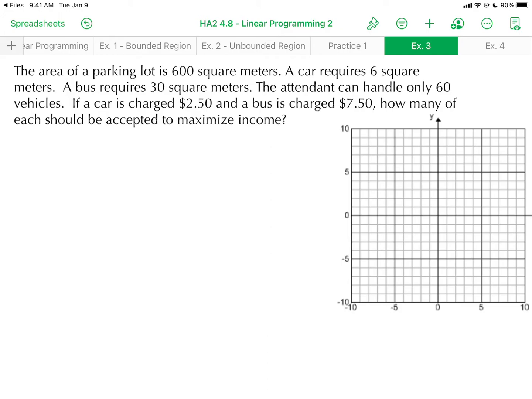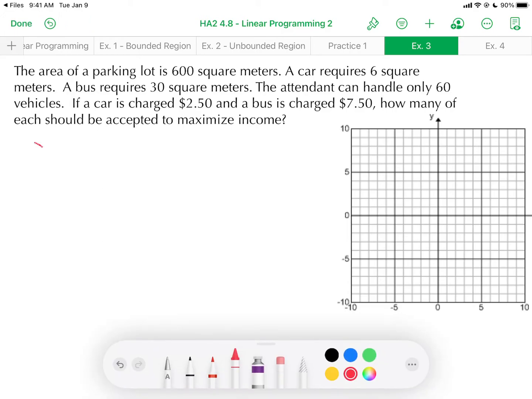So always start by defining variables. How many of each should be accepted to maximize income? When we say how many of each, what's the word each implying here? Cars and buses. So let's say X equals number of cars, Y equals number of buses.